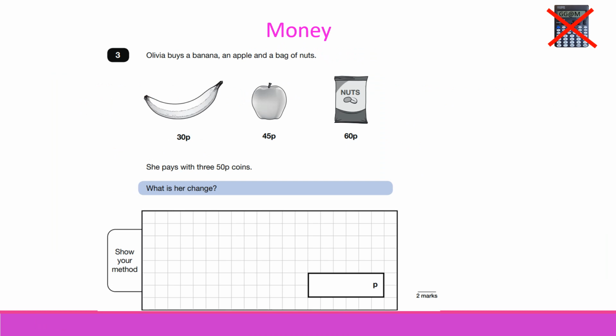This is a question on money. The key words in the question are that we've got to buy a banana, an apple and a bag of nuts. You are told that she pays with 3 50-pence coins and you've got to work out her change, and this will give you 2 marks in the exam. Remember to write your answer in the box provided.